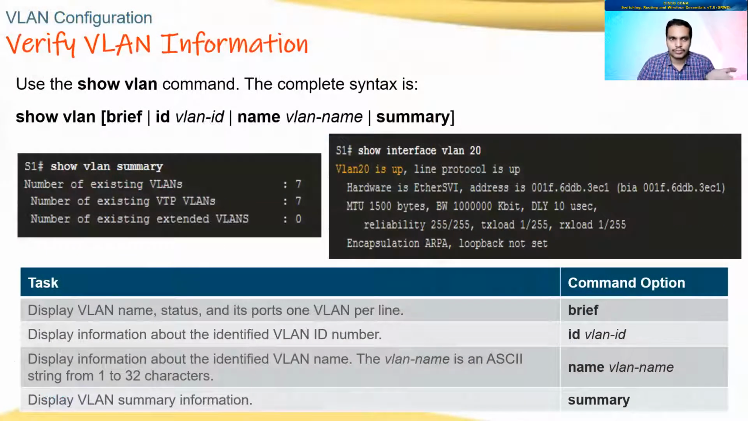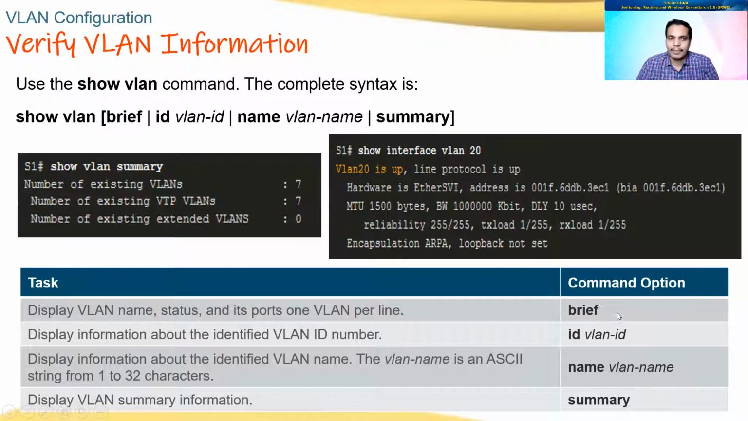Okay. Now, how do you verify what you have configured? For that, you use the show vlan command. Now, there are multiple options for that: show vlan brief, show vlan id, where you give the ID, show vlan name, with the name, or show vlan summary. If you type in show vlan summary, it gives you all the summary information, how many existing VLANs there are. And if you type in show interface vlan 20, you can see whether VLAN 20 is up, whether it is set or not.